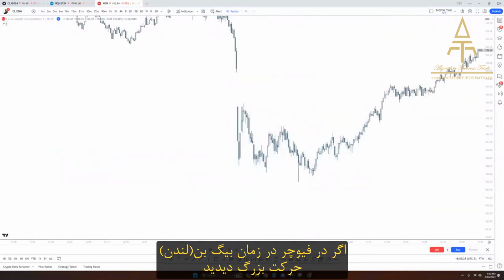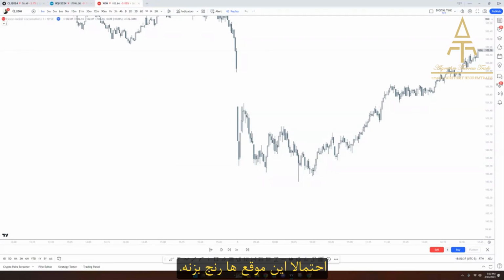Now, for futures, if you see a large move during Big Ben, the time model for London, Big Ben time model, at that time, you're likely to see chop throughout Judas. I'll show you an example.